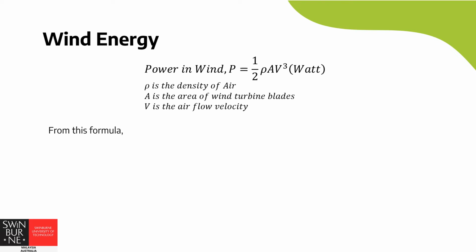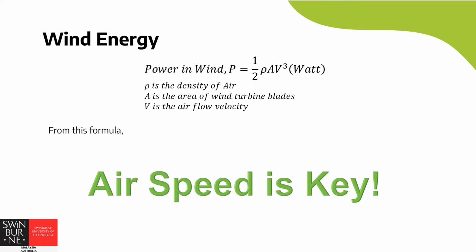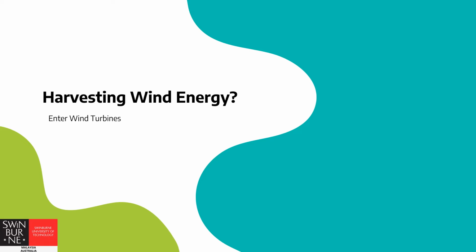Engineers from around the world have come up and agreed on this formula for power in wind. As it suggests, airspeed is key as it is cubed in this formula. This means that a slight change in speed dramatically affects the power generated from each turbine. So how do we harvest wind energy?